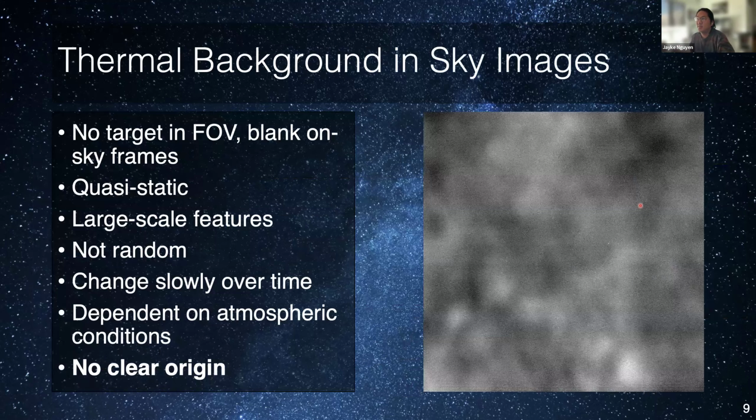So circling back, this is kind of what a sky image looks like. This is a sky image with no target in this field of view. This is literally just pointing the telescope and taking an image of a blank patch of sky just to see what the thermal background looks like. Some of the properties of the thermal background are that it's quasi-static, so it doesn't change that much over time. It's not totally random. You see these large-scale features. It definitely has some kind of structure. This background is also dependent on the atmospheric conditions at the time. But importantly, there's not a super clear origin as to where this comes from.